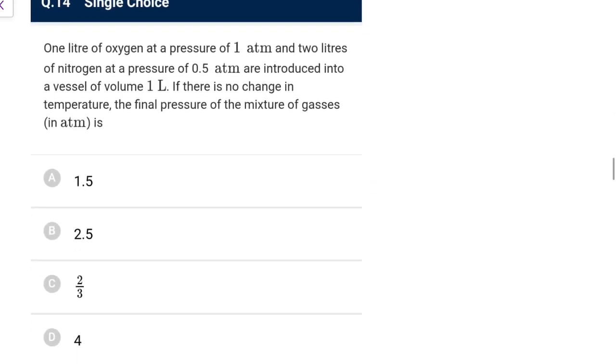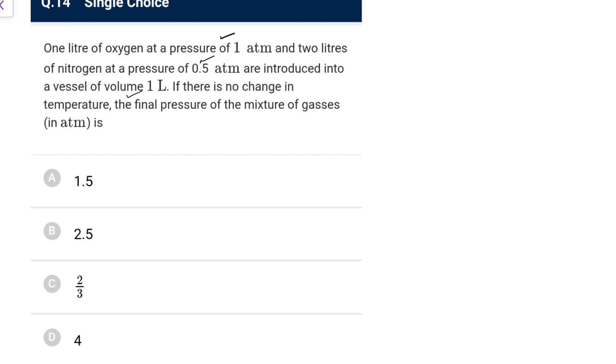Next one. A liter of oxygen at a pressure of 1 atm and 2 liters of nitrogen at a pressure of 0.5 atm are introduced in a vessel of volume 1 liter. If there is no change in temperature, the final pressure of the mixture of the gases is going to be.